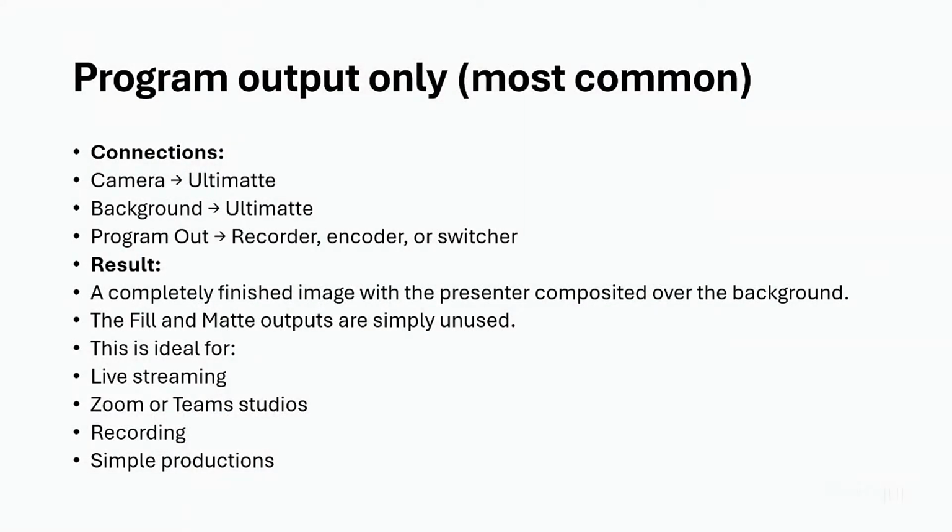So this is the technical explanation of what we just talked about. We've got a camera connected to an Ultimatte. We've got the background loaded into the Ultimatte. We have a program out to a recorder, an encoder, a switcher, wherever you like, and you've got a completely finished image. And this is a really neat green screen solution.